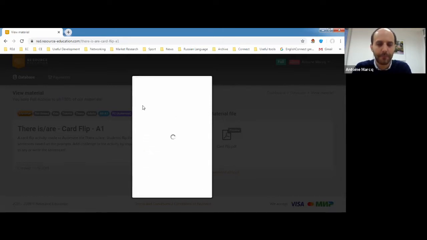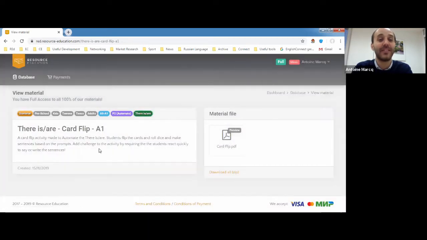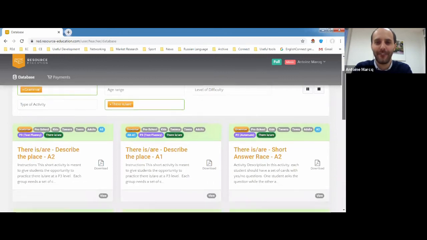Okay. Coming back to the objects. So on the sofa, there's a cat. In the box, there's an apple. In the kitchen, there are clothes. Well, somebody needs to tidy up, right? If there are clothes in the kitchen, somebody needs to tidy up the kitchen. This is just a basic card flip for there is, there are.